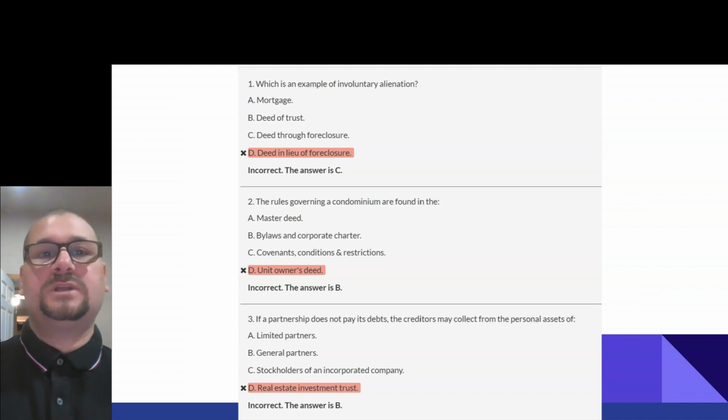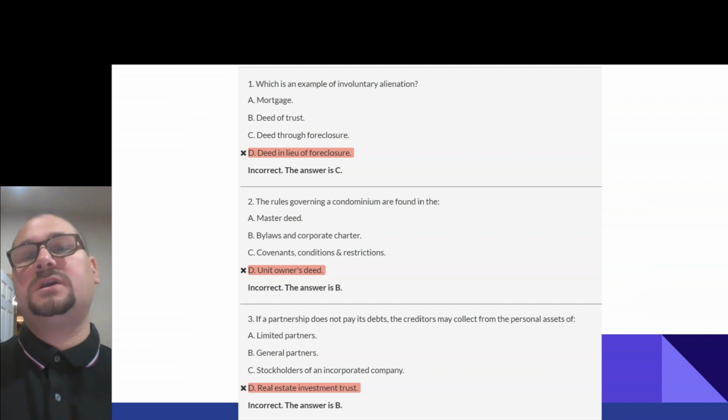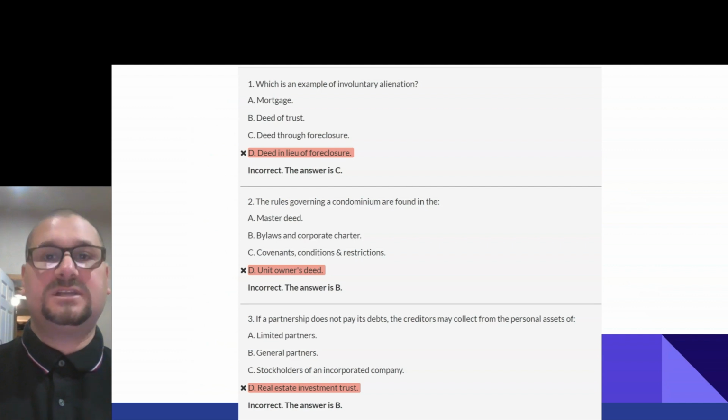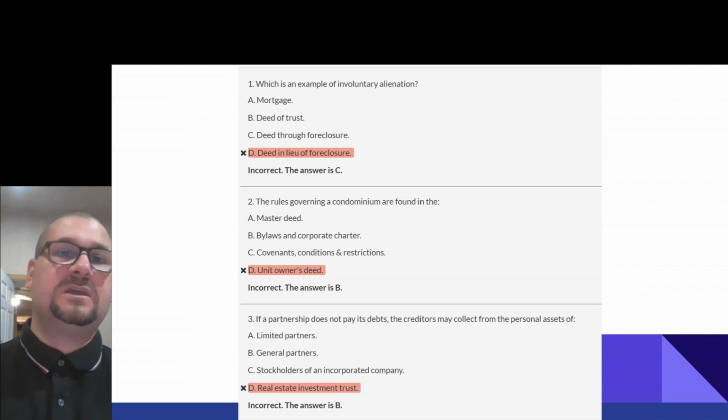Number one, which is an example of involuntary alienation? Involuntary, so you're not volunteering to do this. This is going to be a deed through foreclosure, right? So you miss your payments 3 months in a row, then you go into foreclosure. If you miss 3 payments on your house, you go into foreclosure. That's involuntary alienation. You didn't volunteer to go into foreclosure. That's a process that you will go through because you didn't pay your mortgage on time.